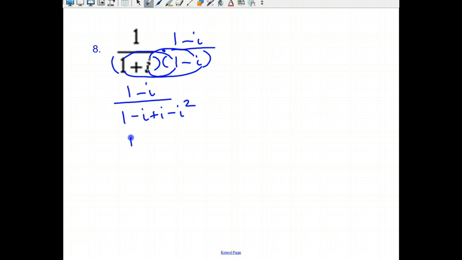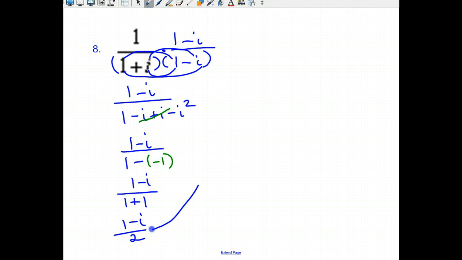The numerator is going to stay just the same, 1 minus i. And then in the denominator, negative i and positive i is 0. So we have 1 minus, but then i squared gets replaced with negative 1. So now the problem is 1 minus i over 1 plus 1, which is 1 minus i over 2.